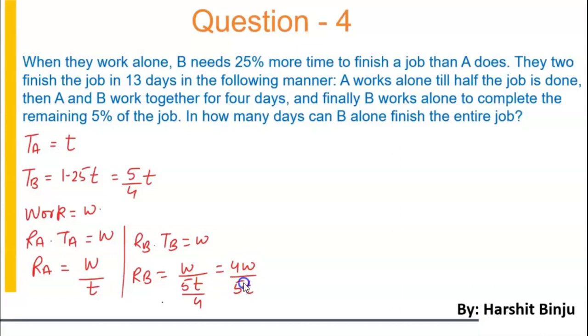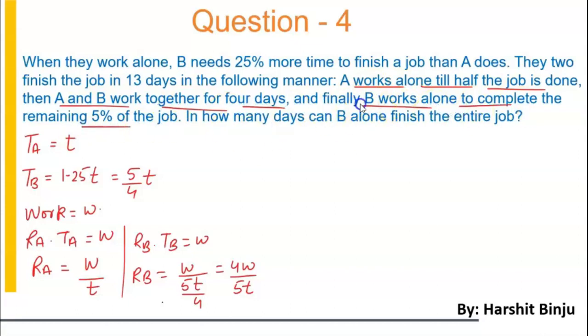The two finish the job in 13 days in the following manner. A works alone till half the job is done, then A and B work together for 4 days, and finally B works alone to complete the remaining 5% of the job.